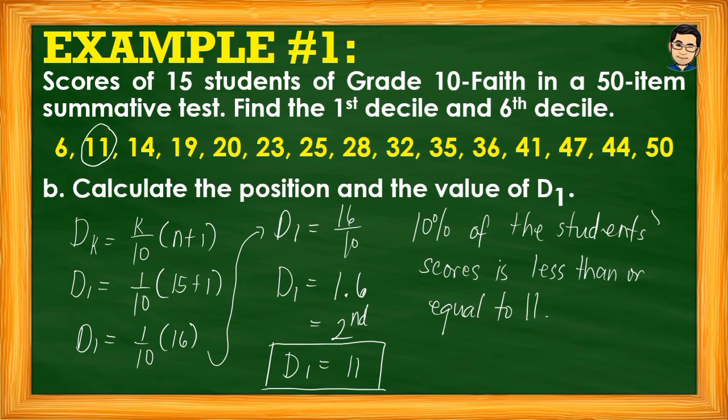So, kailangan muna nating i-solve, makuha yung value ng kung ano mang measure of position ang hinahanap natin bago tayo mag-interpret. So, since D sub 1, kaya 10%. And then, yung kabaligtaran ng 10%, that is 90% naman. And then, that is 90% of the student scores is greater than or equal to 11. So, imbis na less than, gagamitin natin is greater than.